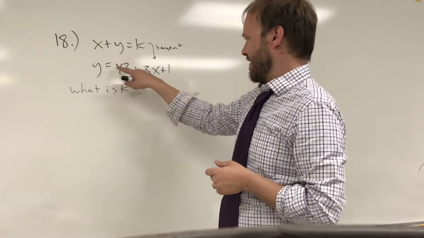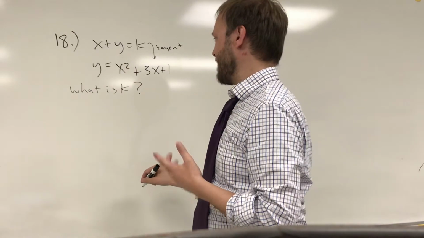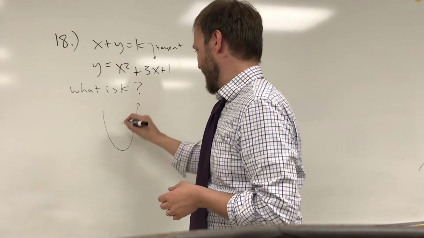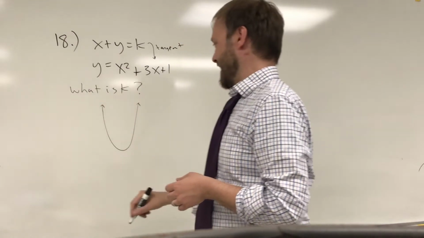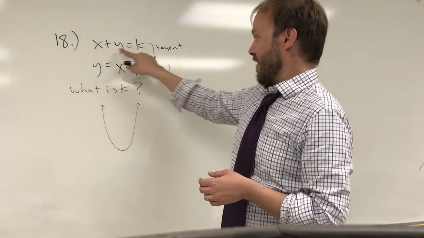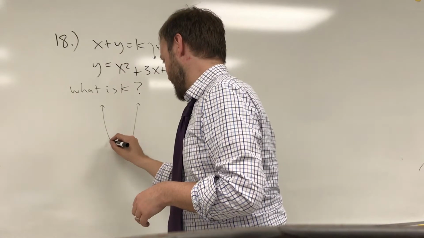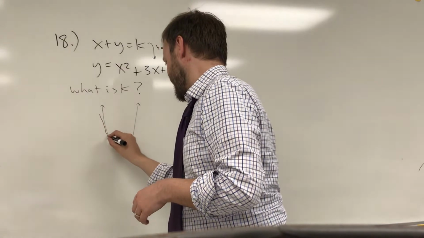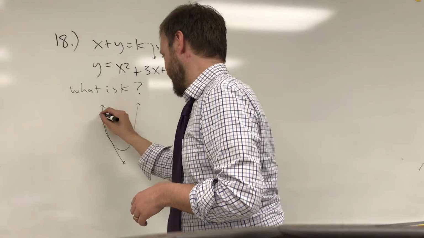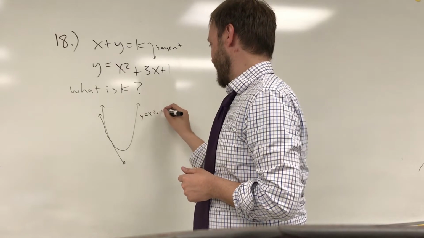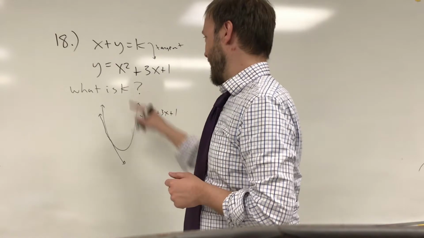So here we've got some kind of a parabola, okay? I have absolutely no idea where it is, but maybe the parabola is doing this sort of thing. And notice that's a straight line, okay? They're telling me that's a tangent line. That line's going to come in and it's tangent to the curve at some point. Okay, so here's my y equals x squared plus 3x plus 1, and here's my x plus y equals k.